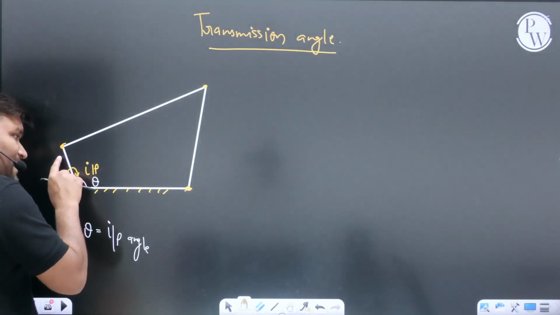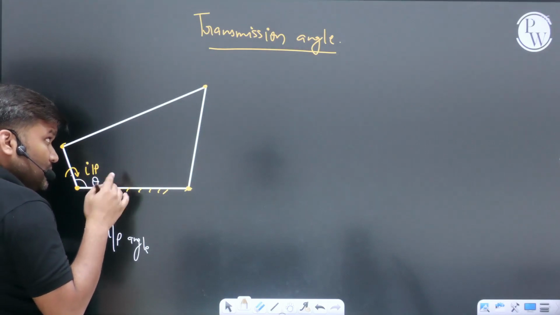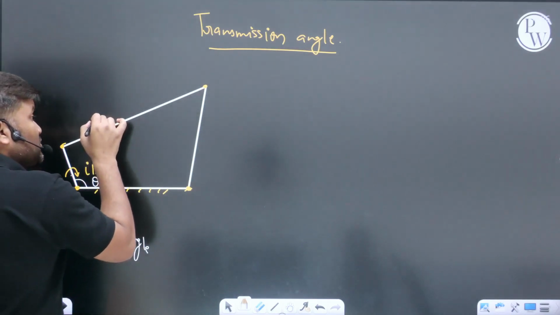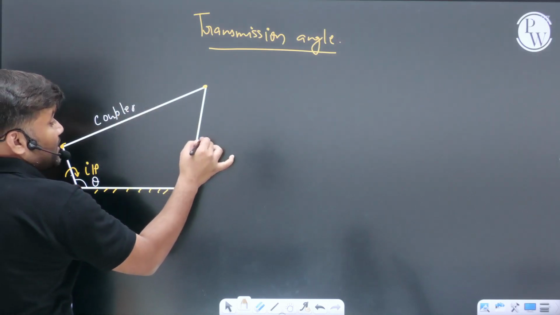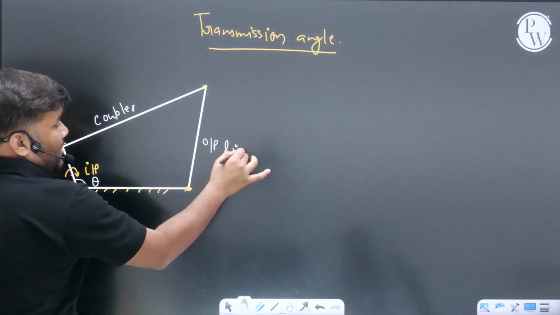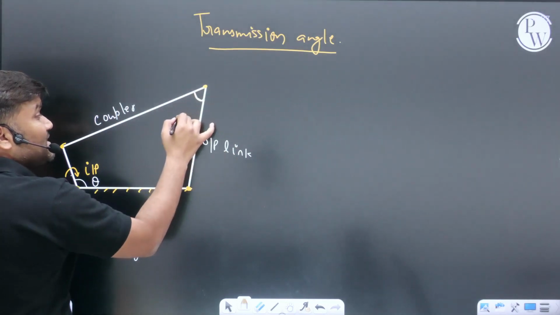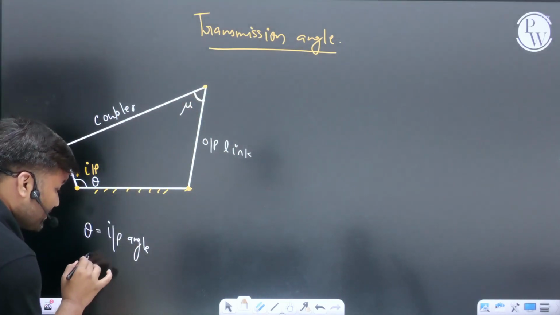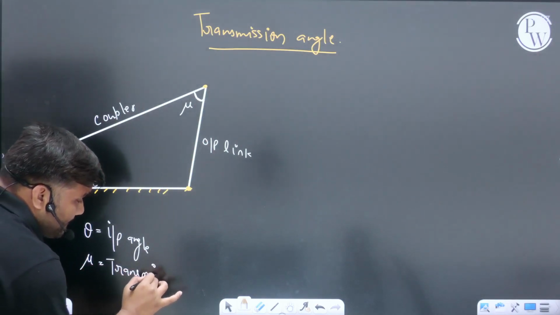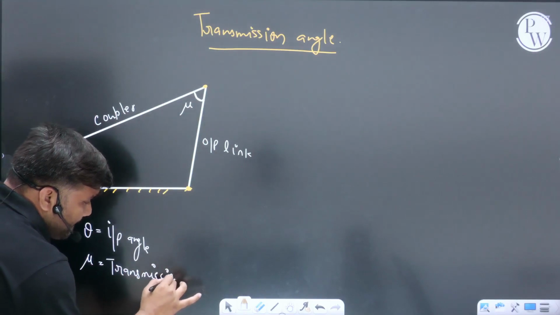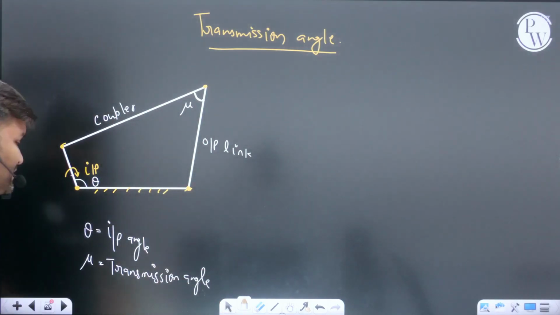Whatever angle you have between the fixed link and the input link is called your input angle. This is your coupler, and this is your output link. At any instant, whatever angle is between the coupler and the output link is known as the transmission angle. Mu is called the transmission angle. Getting my point?